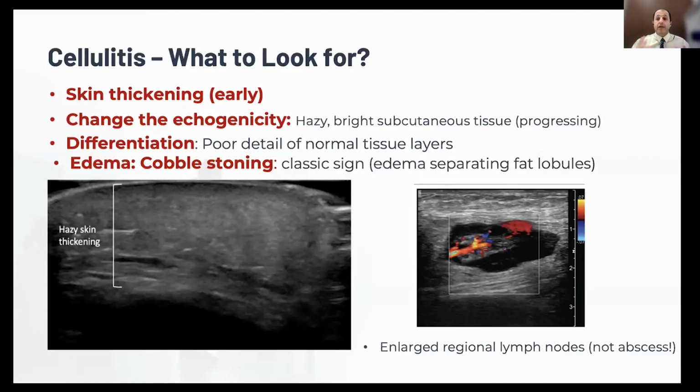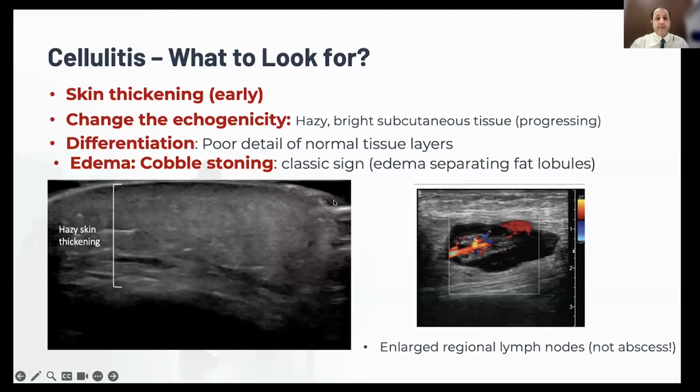that separates fat lobules. But remember that cobblestoning is not specific just for cellulitis. We have cobblestoning in other non-infection cases also. And you may also have enlarged regional lymph nodes that we should take care of, so as not to be mistaken for abscess, which we will discuss here.